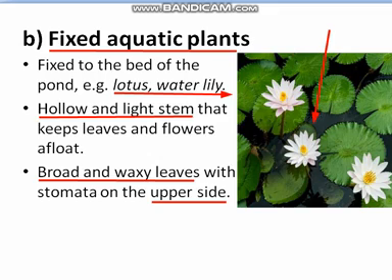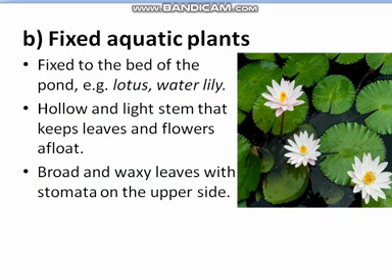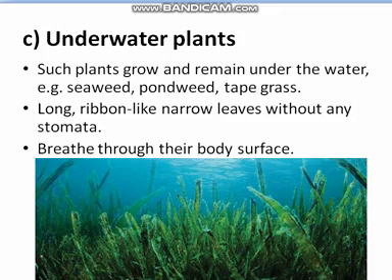So this was about the fixed aquatic plants. Now let's take a look at another category, that's underwater plants. Underwater plants. These are those plants which grow inside the water, under the water, and they remain there.